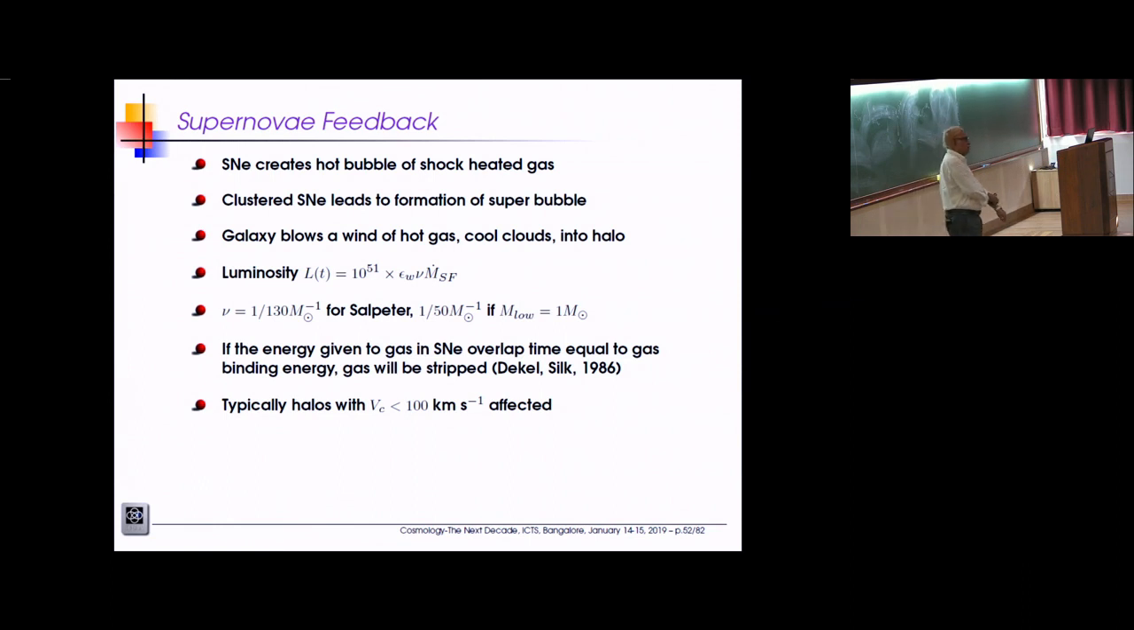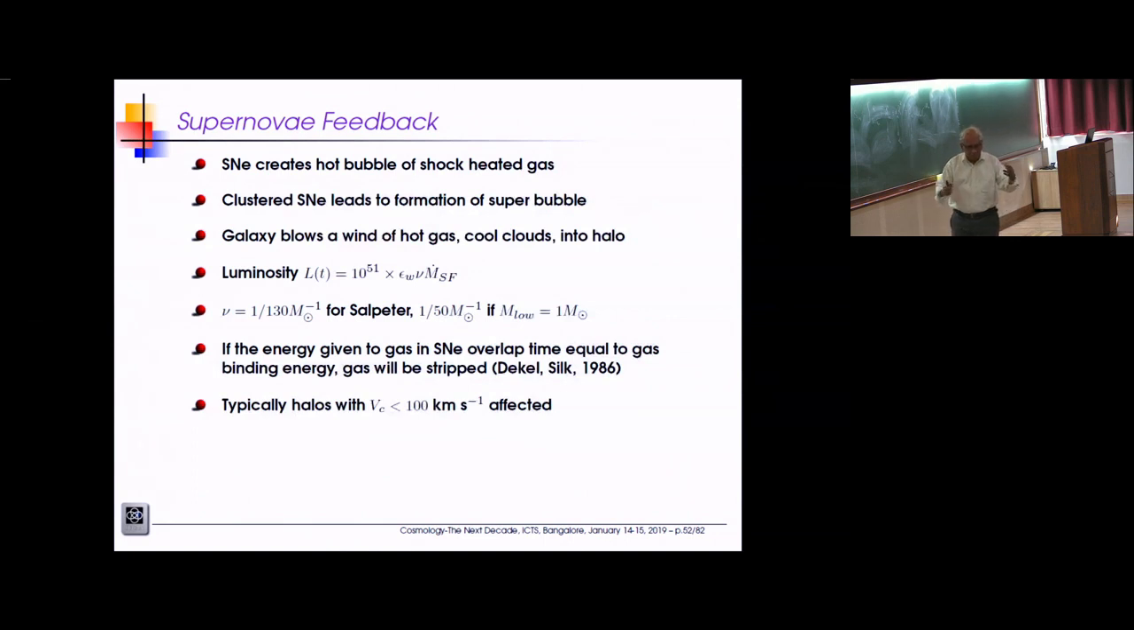Across this shock wave, the gas which is coming in gets heated up roughly to the kinetic energy of the ejecta. And that can be very hot gas at 100 million degrees Kelvin, which then cools down as the supernova evolves. So it creates a blast wave, a hot bubble of shock-heated gas.